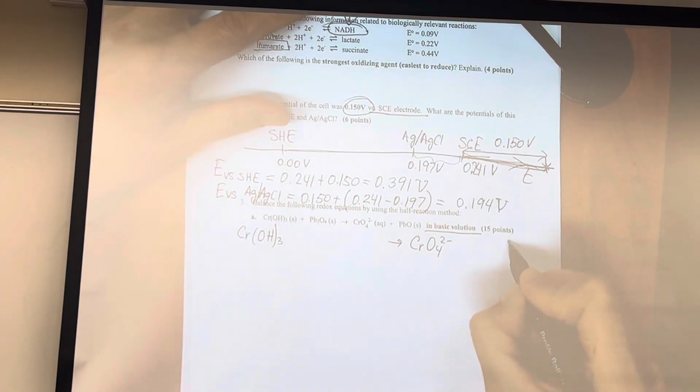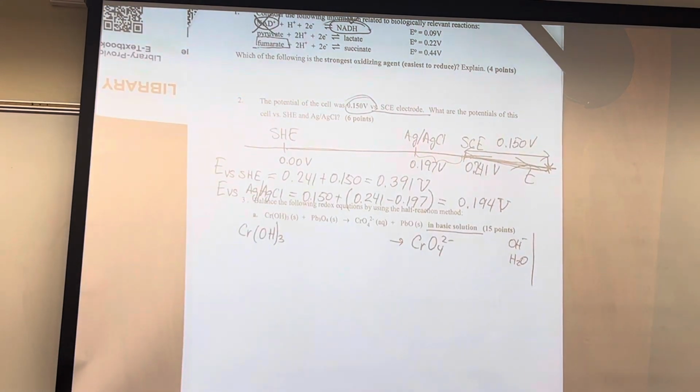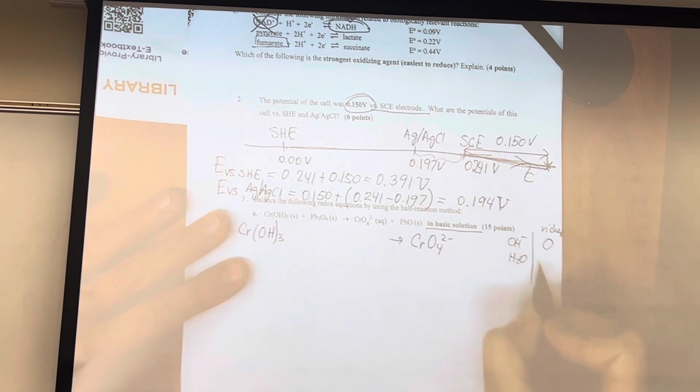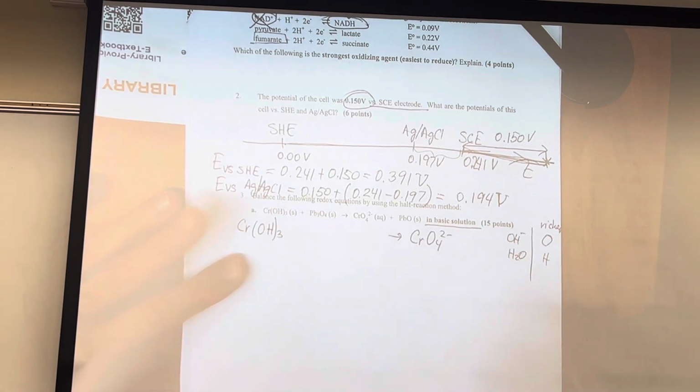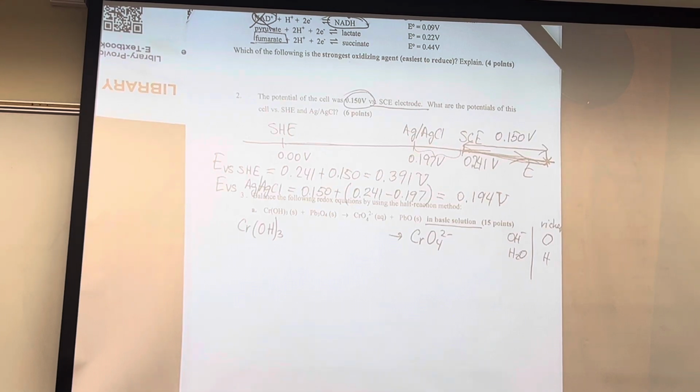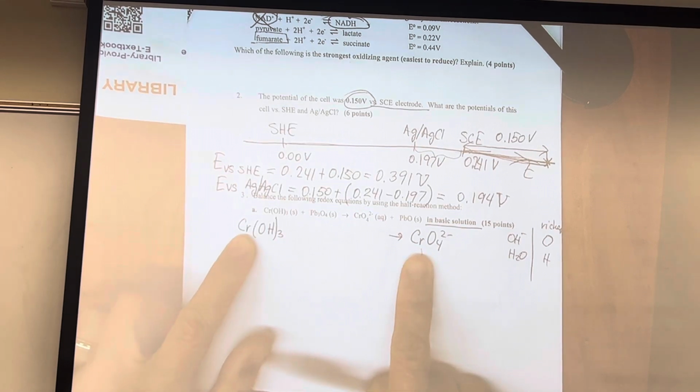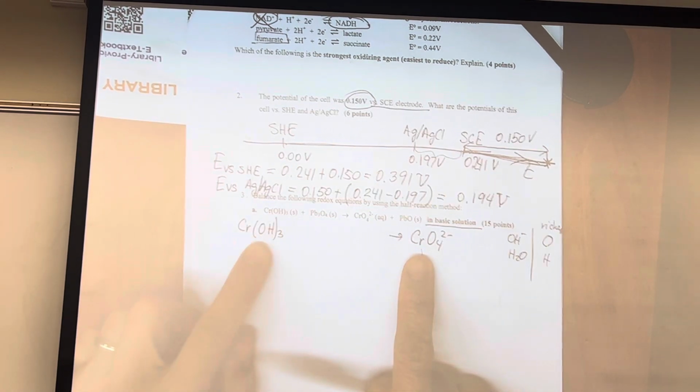Okay, so let's look again. OH minus and water. What is richer with oxygen? OH minus. OH minus is richer with oxygen, and water is richer with hydrogen. That's what we will use. Whenever we need more hydrogen, we will use water. Whenever we need more oxygen, we will use OH minus. So we have one chromium to start with, one chromium to end. Chromium is good. Let's go to oxygen.